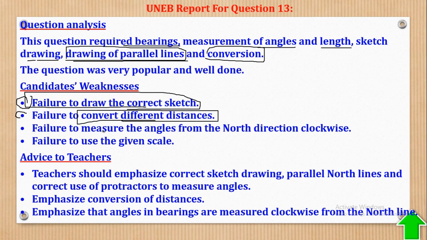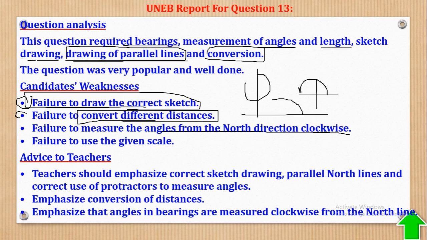Another one is failure to measure the angles from the north direction and clockwise. Some students were measuring angles starting from the horizontal going anti-clockwise. But this is not for bearing. For bearing, we have to start from the north and go in a clockwise direction. For other angles, like quadrants, we start from the horizontal and go anti-clockwise. But for bearing, remember that it has to be clockwise and starting from the north. Another one is failure to use the given scale. You have to use the scale that is given. You don't forge your own.